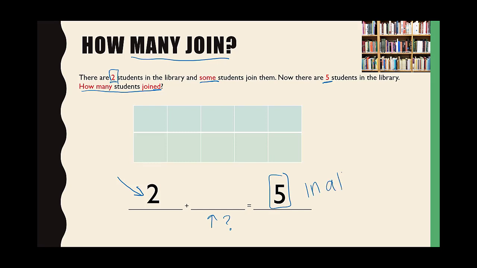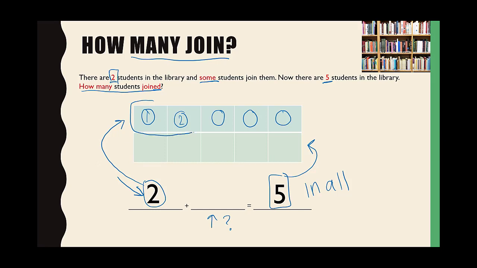So we can take this number and we can draw it in our 10 frame. 1, 2, 3, 4, 5. And then we're going to take this number right here, this 2, and we're going to pick out a group of 2 from what we drew in our 10 frame. So I'm going to count 1, 2, and I'm going to circle these and say that is my group of 2. And then whatever I have left over should give me the number of students that joined.